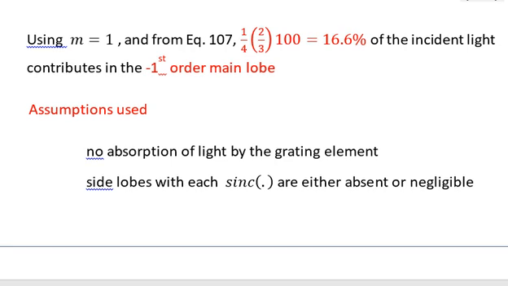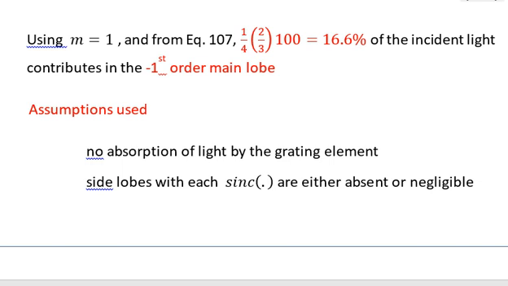And you know that we have used some assumptions for this analysis. The first is no absorption of light by the grating element. We have assumed that no part of the light has been absorbed by the grating, that is, the grating is 100% efficient.